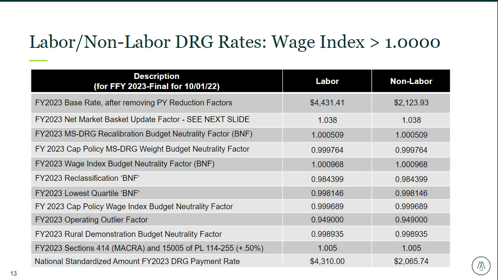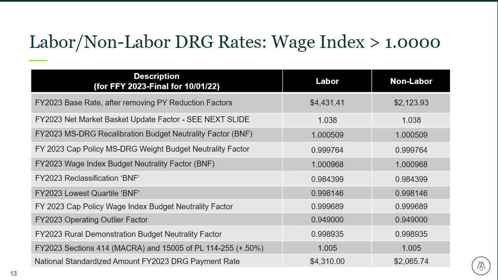So you start with the base rate, and then factor in the market basket update. Here it's 3.8%. I'll explain that on the next slide. But then you can see the various items that the payment is adjusted by, but no new money is used for that. So it basically is funded out of the base rate.